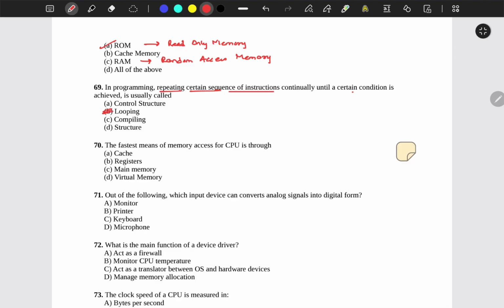If anyone has studied a programming language, you have the if else loop, right? So if this is the condition, then make it this, or else. So this loop will continue until a certain condition is met. Okay, so what is it? Looping. The correct answer is looping.